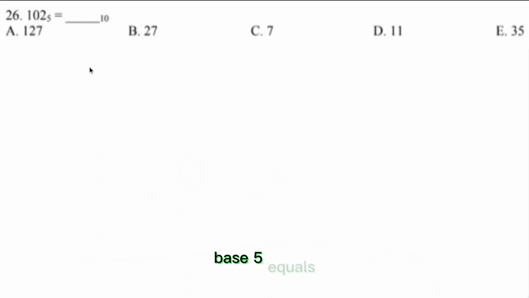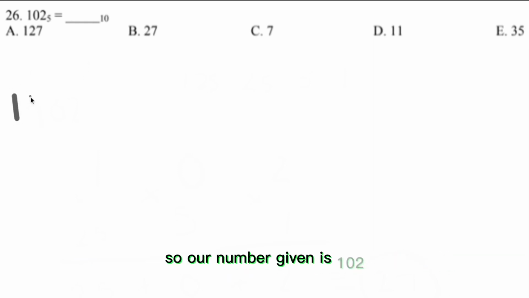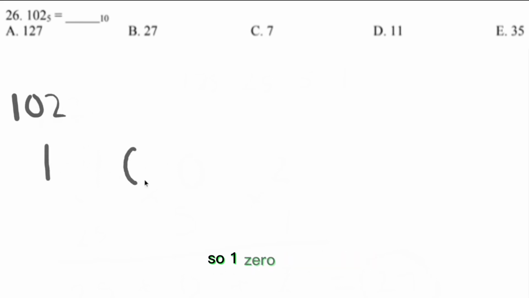102 base 5 equals what base 10? To solve this, we have to convert the base 5 number to a base 10. So our number given is 102. We write this a bit spread out: 1, 0, and 2.